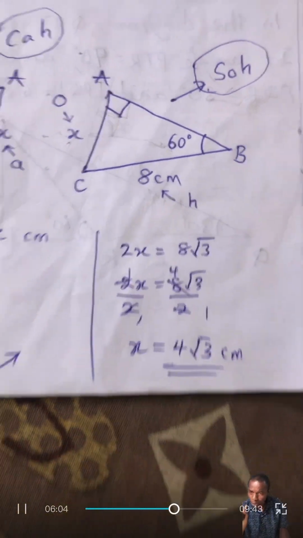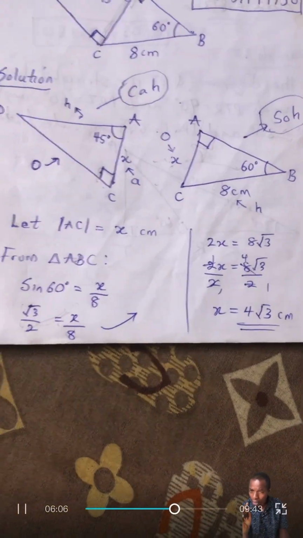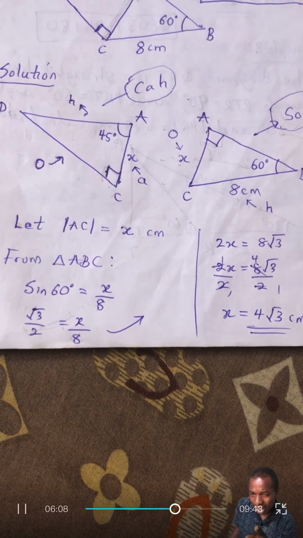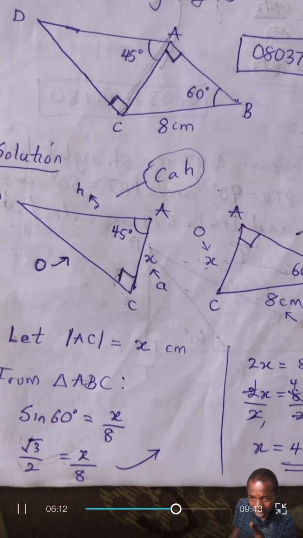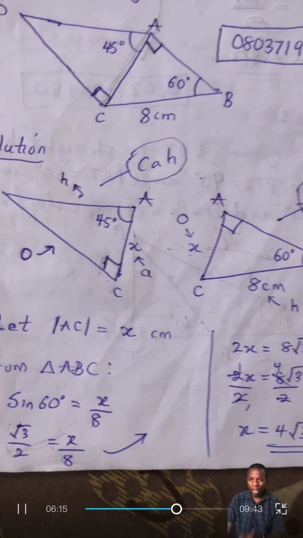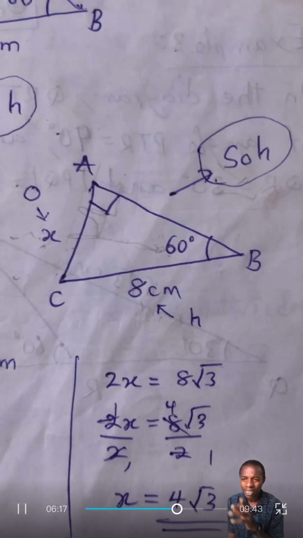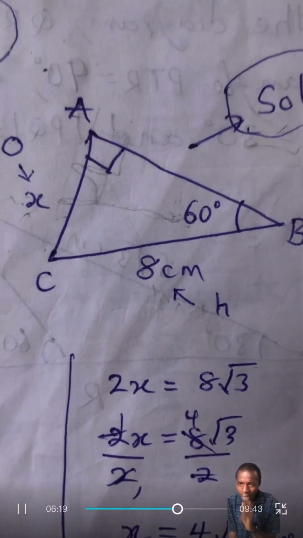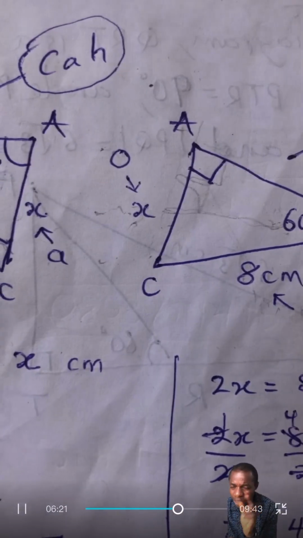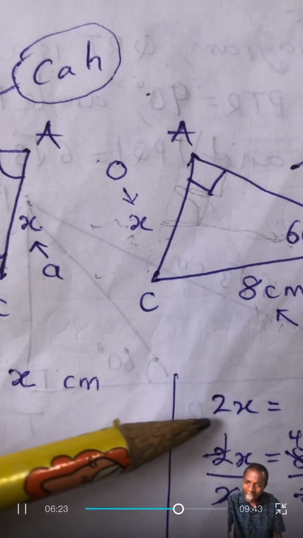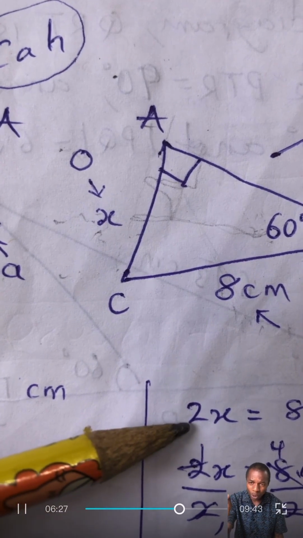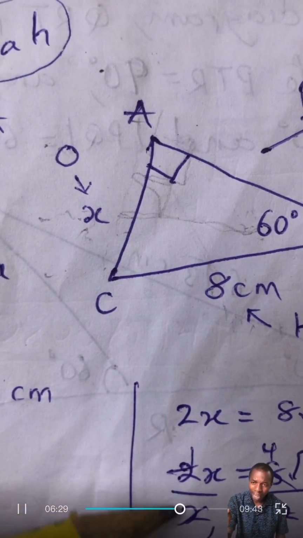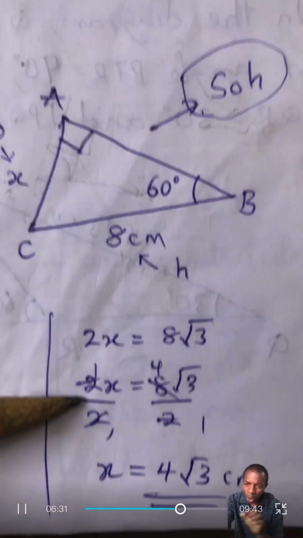Please don't use 8 to multiply 3 because 3 has a root. 8 does not have a root, while 3 has a root. We have 2x is equal to 8 root 3. Now from the diagram here, what you have is x, not 2x. It means that x needs to leave this place. So what you do, under that 2x, you write 2. And under 8 root 3, you also write 2.